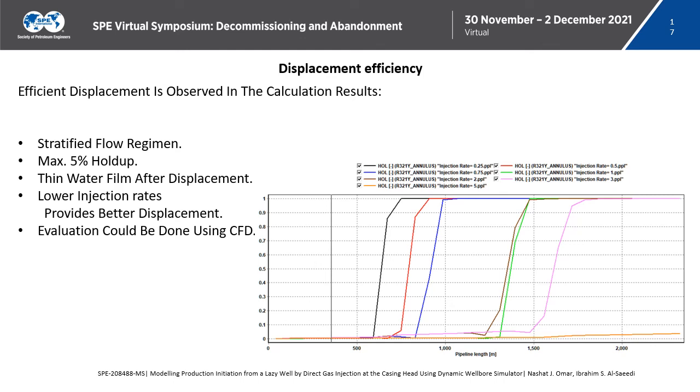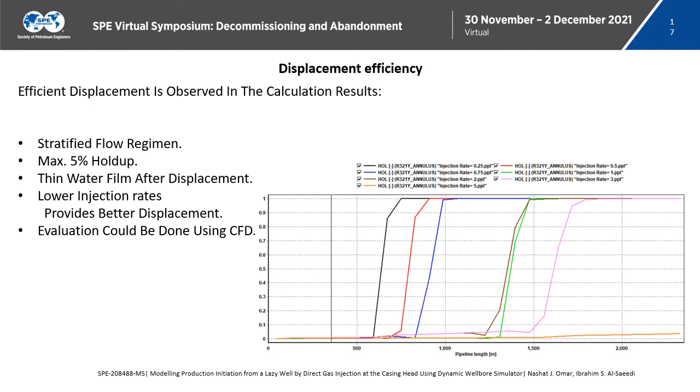Displacement efficiency was found to be very good inside the well. Most of the annular space fluid was displaced. However, a maximum of 5% liquid holdup was observed inside the annular space. After time passed and continuous injection was underway, a very thin liquid film was observed on the inner wall of the casing.